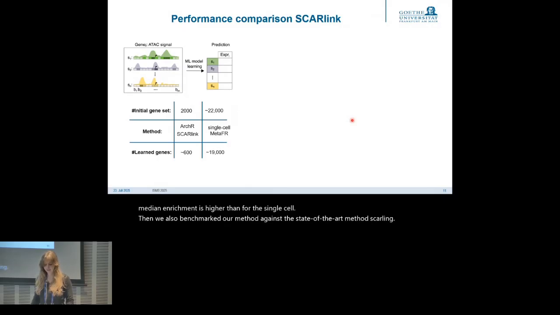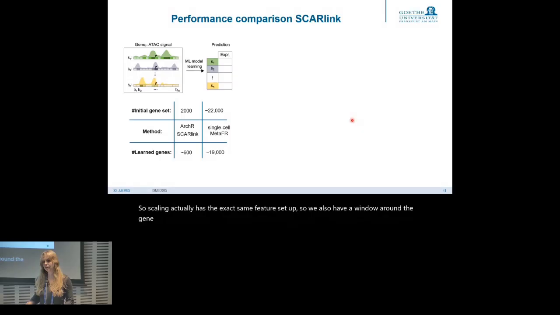Then we also benchmarked our method against the state-of-the-art method Scarlink. Scarlink actually has the exact same feature setup. So we also have a window around the gene, and we have the binned quantified ATAC signal for each sample, and we learn one model per gene. The difference is the machine learning method that was used, and here we have a regularized Poisson regression approach.